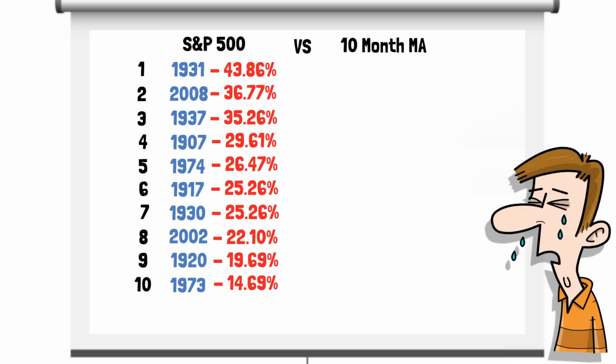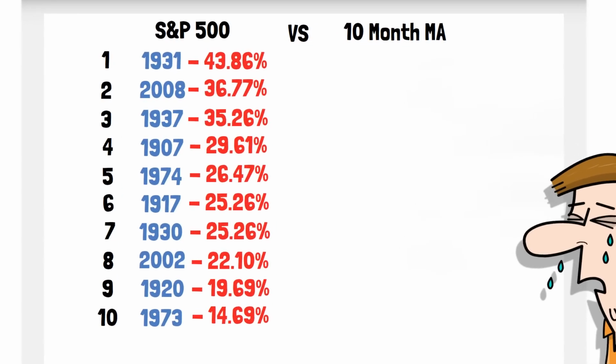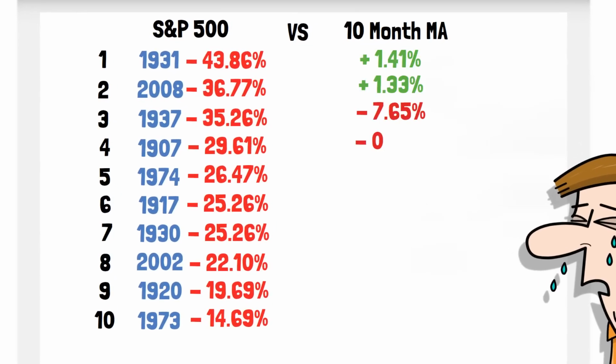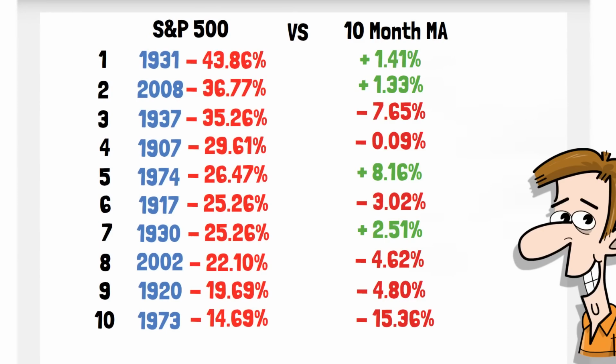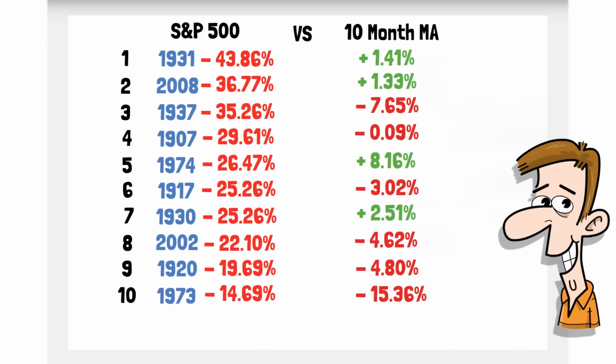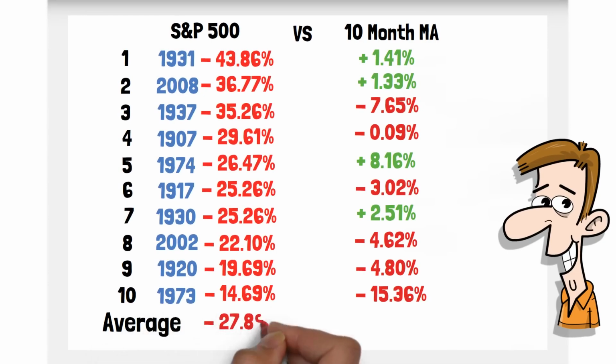Yet if we used the timing model of only being invested in the S&P when prices were above the 10-month moving average, we would have been in a far better emotional state. The average worst year for the S&P equaled just under a 28% decline, whereas the 10-month timing approach lost an average of 2.2% over the same period.